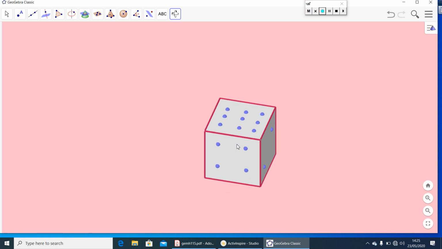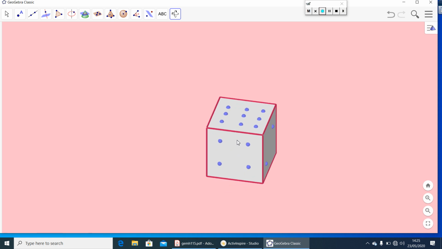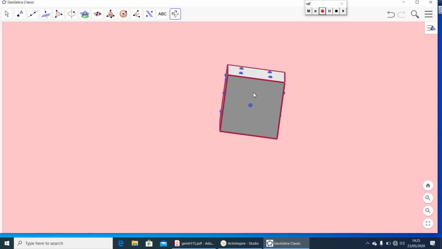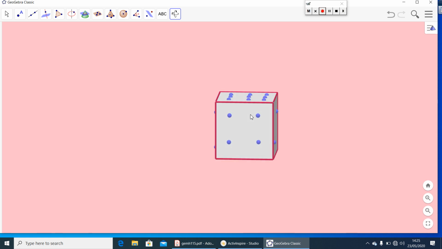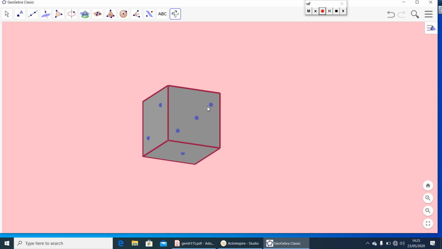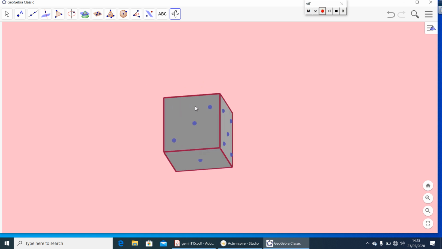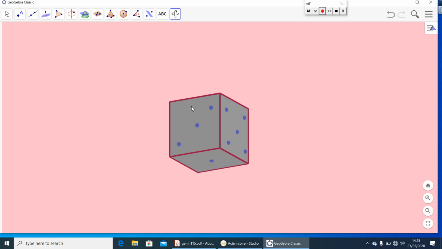Can you find out any specialty in this? Here 6 and 1. 6 plus 1 is 7. Here it is 4 and 3. 4 plus 3 is 7. Here it is 2 and its opposite side 5. That means the sum of the opposite faces will be a total of 7 dots.